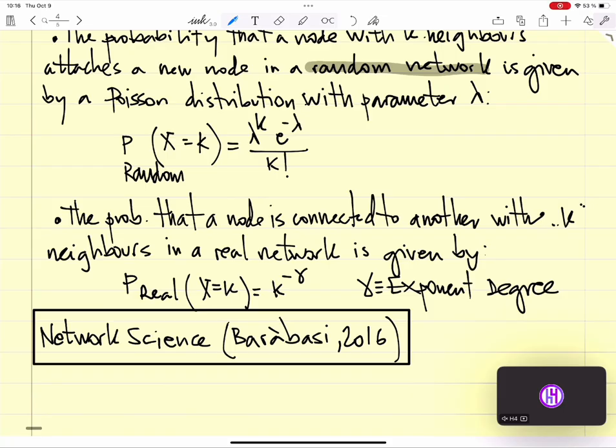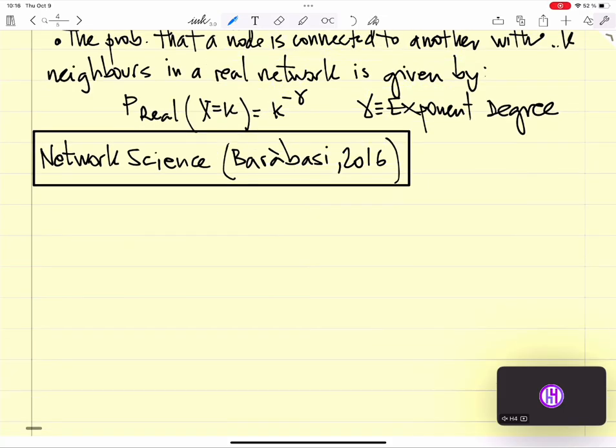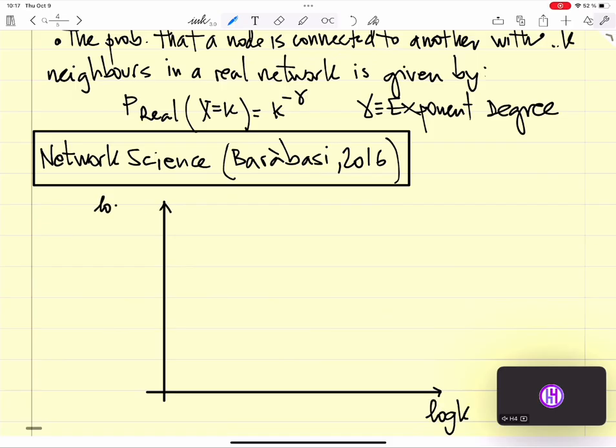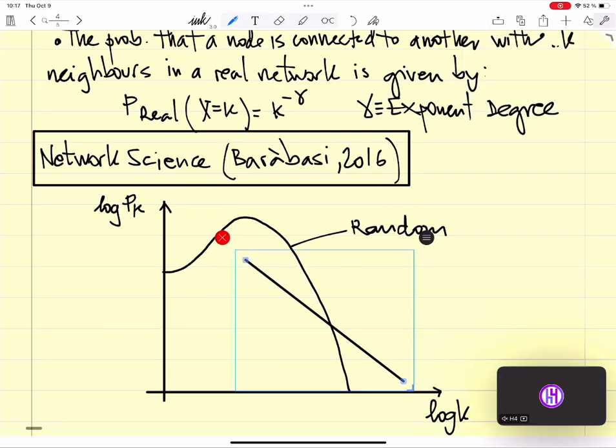So the thing is that when we plot the degree distribution of one random and one real network, we say this is the logarithm of the number of nodes, this is the logarithm of the probability, okay? We have the following behavior. The random network will behave like this, and the real network will behave like this. Remember, this is a logarithmic scale.